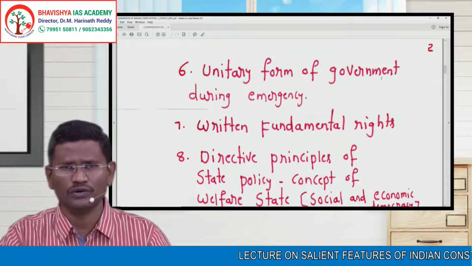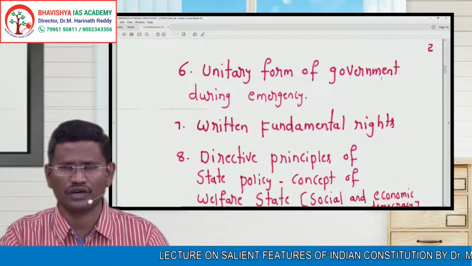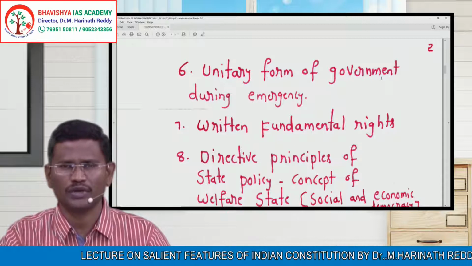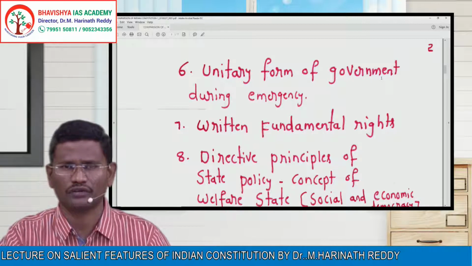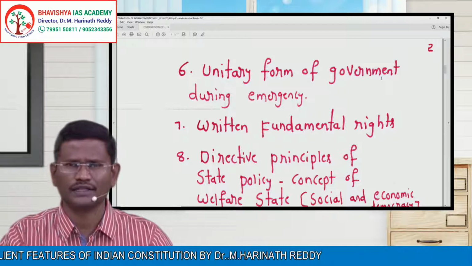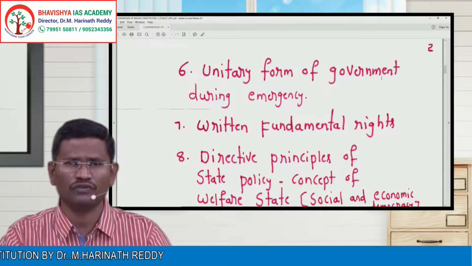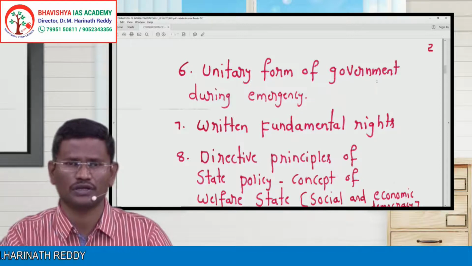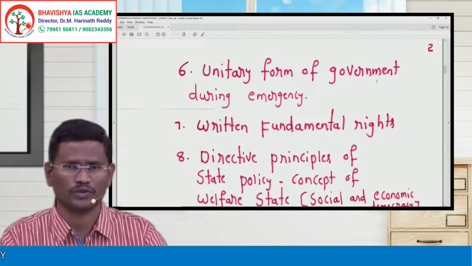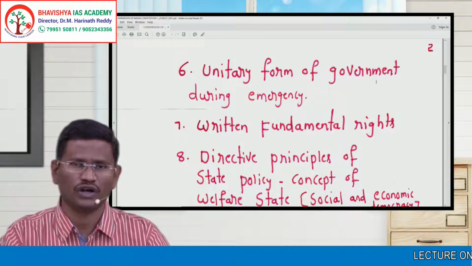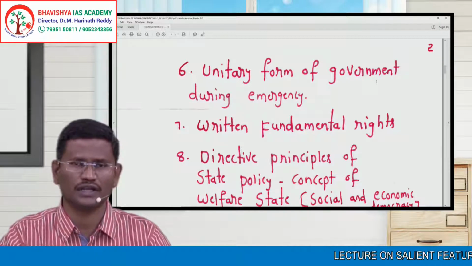And remember, even during emergency, there are certain important fundamental rights guaranteed by Article 20 and Article 21. Fundamental rights guaranteed by Article 20 and 21 cannot be suspended even when national emergency is in operation. So that's one important feature which you should remember. Salient features. So fundamental rights, again, one important salient feature.